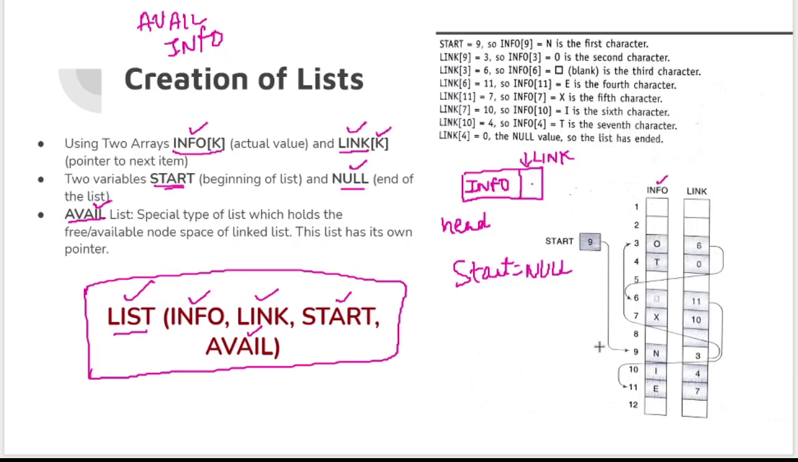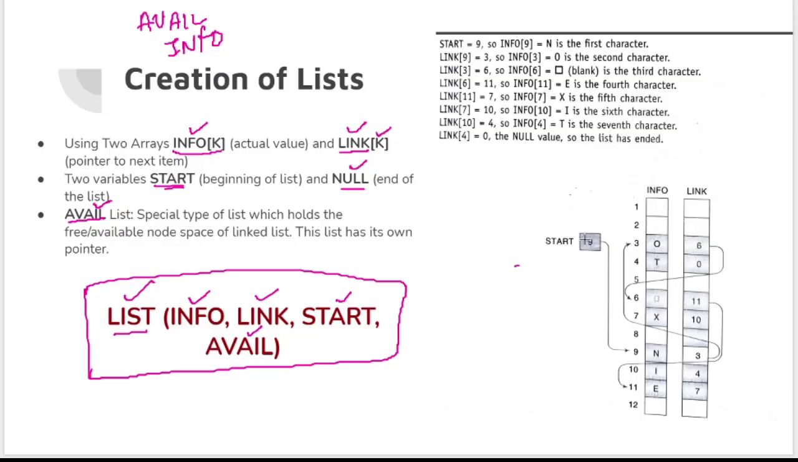Now we have an example here. Let me repeat this example. In start we have the value 9, which means 9 is the address which has the first node in this linked list. How do we define info, because this is an array? Inside the square brackets we write the index or the memory address. So 9 has the first node of the linked list. So we search for 9. This is the first data element of the linked list.